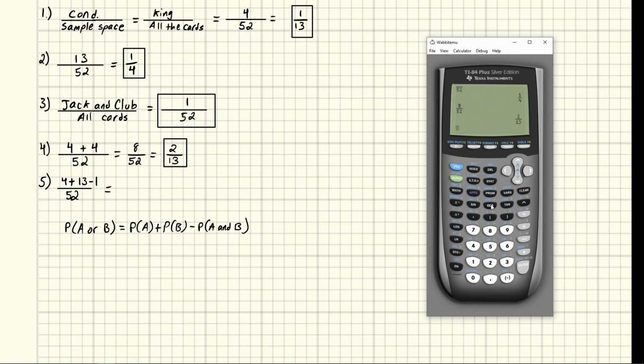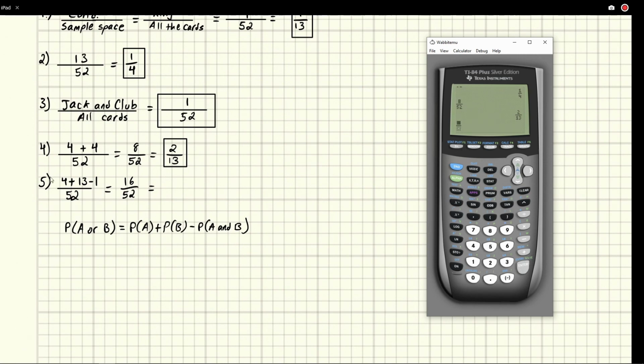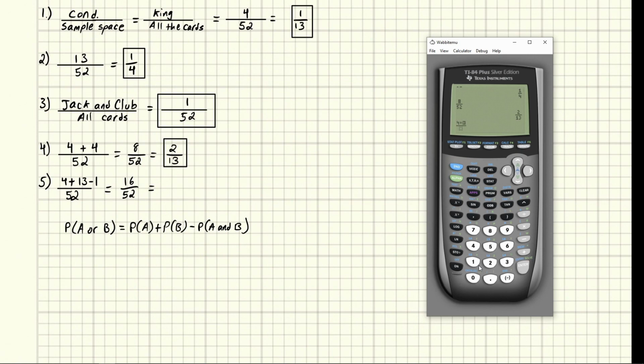And so we're going to get this. Now, this is just going to be 13 minus 1 is 12, and 12 plus 4 is 16 over 52. And you could write that, or check this out. You could also write it like this. You could come into your calculator and type a fraction. And instead of writing this, you could actually just write the whole expression: 4 plus 13 minus 1 over 52, and it will reduce for free. And we get 4 over 13. And that is our answer for the 5th part.